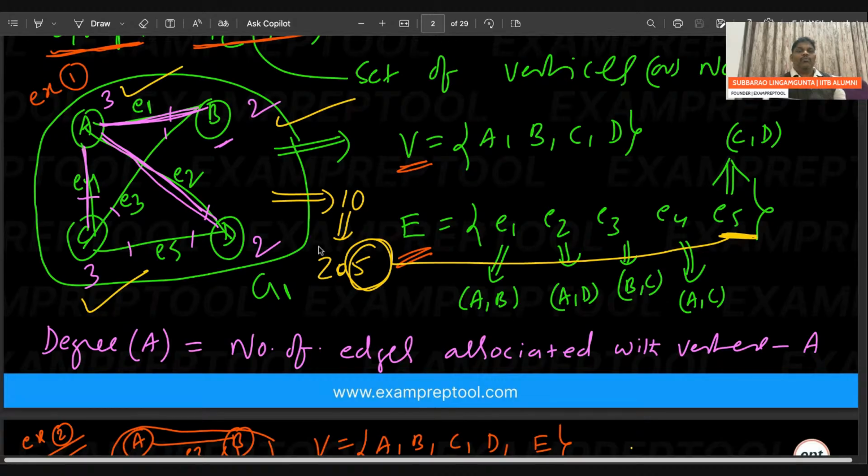One more thing I said: the degree of any vertex is nothing but the number of edges associated with that vertex. Degree of A means how many edges are associated with the vertex A. Circles are known as vertices, and between two circles, one line is called an edge. So this graph contains 4 vertices and 5 edges.